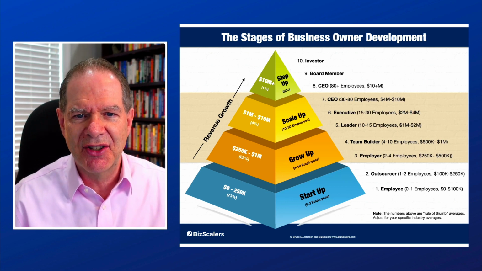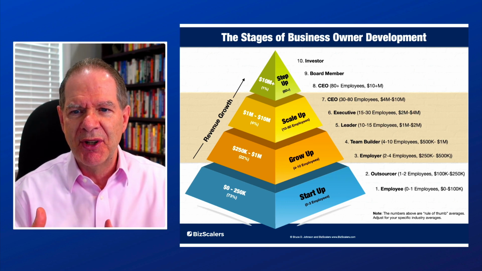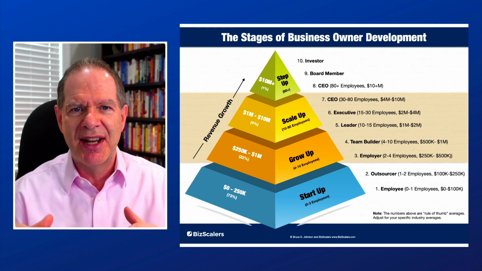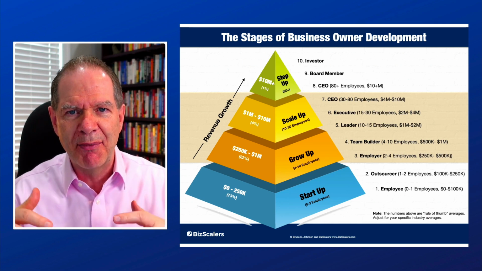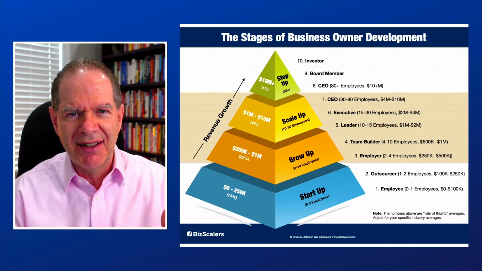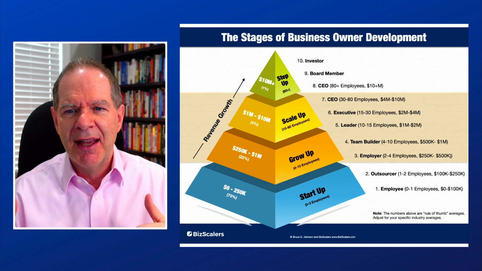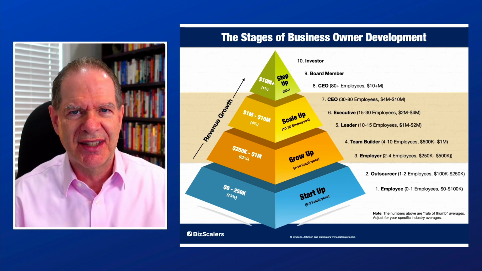Once you get past that 250K range, then you're moving into the employer stage. At the employer stage, now you're actually probably hiring some full-time people, but you're still directing them. They're still looking to you to be the one who's going to tell them what they should be doing. They really don't own their positions at this point.